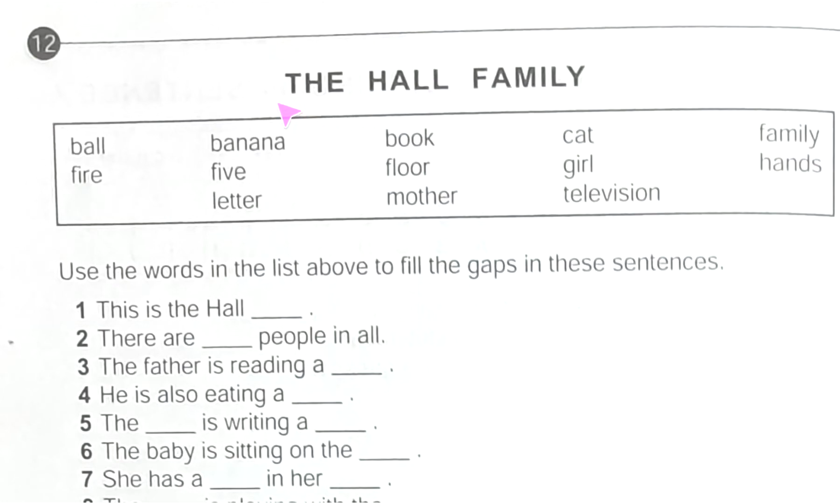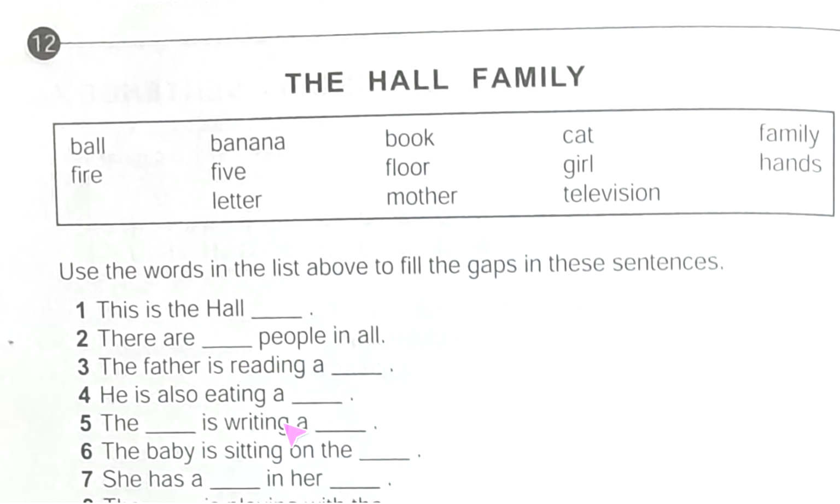Today I am going to discuss Junior English Book 1, page number 12. The topic is the whole family. Here one question is written. Use the words in the list above to fill the gaps in these sentences.